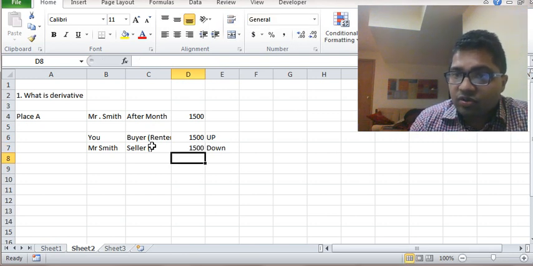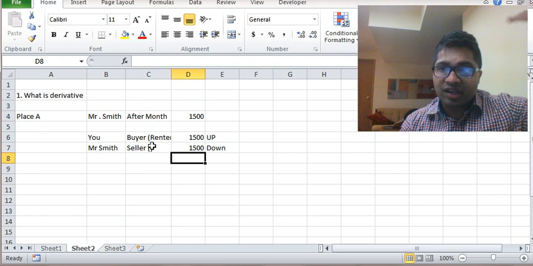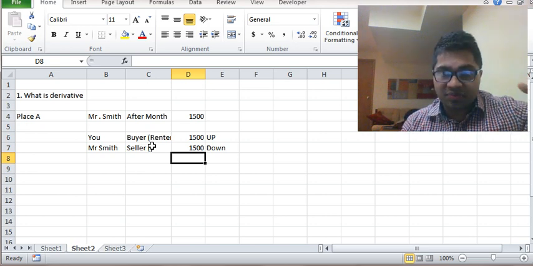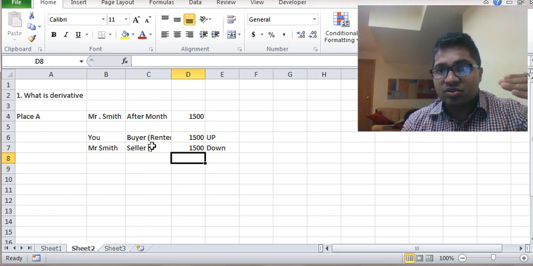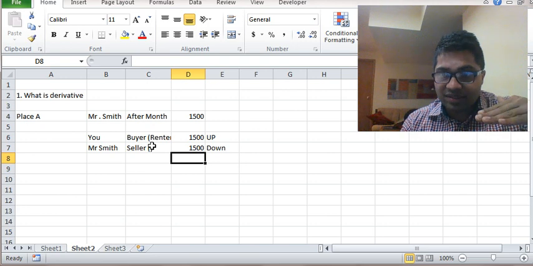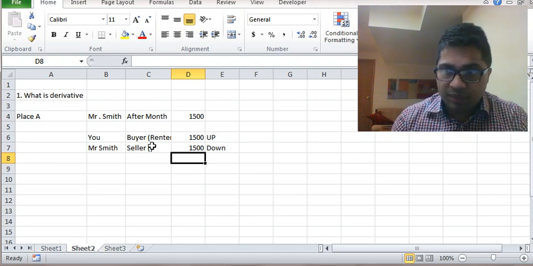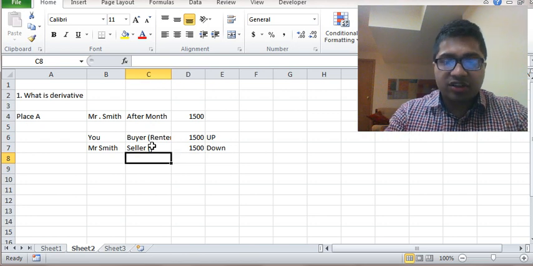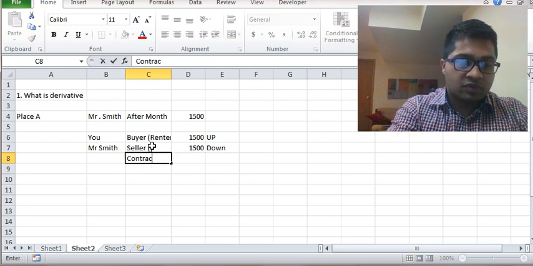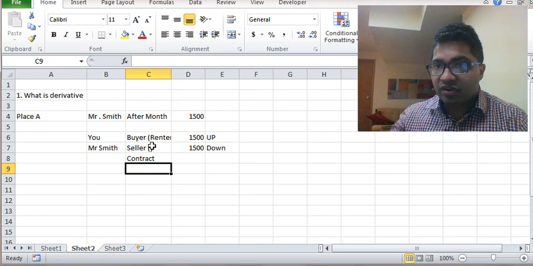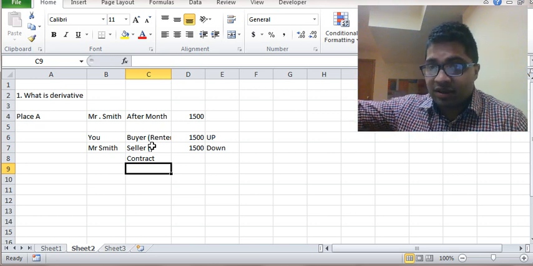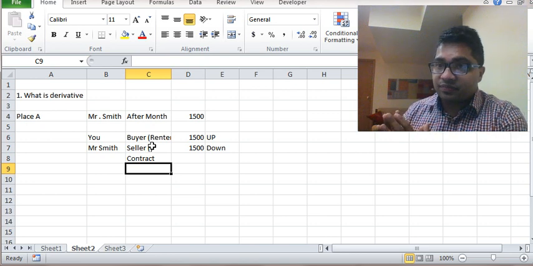So how do both of you mitigate your risk? The buyer has a risk of price going up. You can buy right now at a specific price, but in future the price may go up. The seller has a risk of price going down. Right now you can sell at a particular price, but the price may go down in future. So how do you mitigate this risk, both of you, Mr. Smith and you? You get into a contract. What is this contract? The contract is to rent the place after 2 months at a predetermined rate, 1,500.